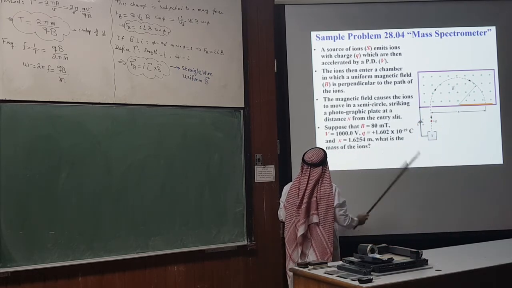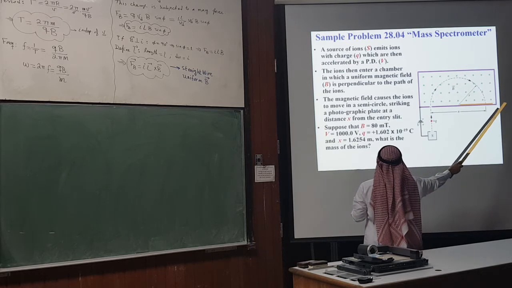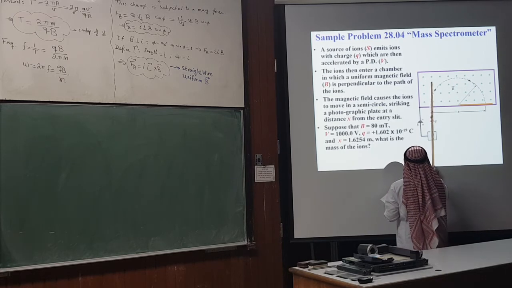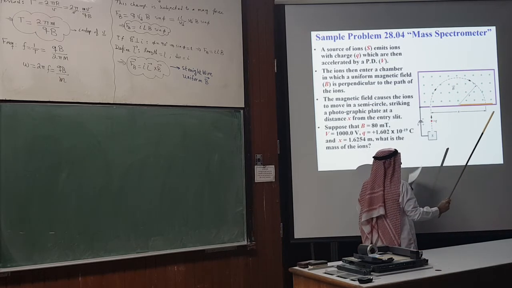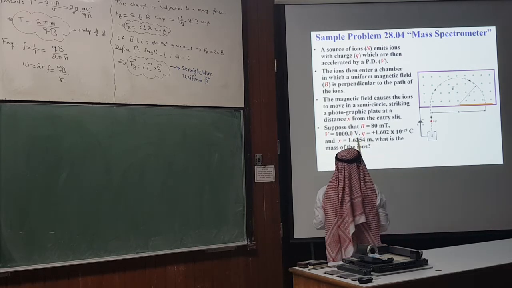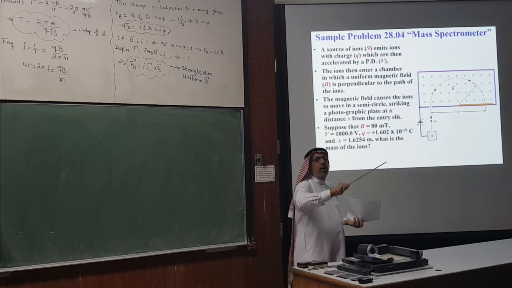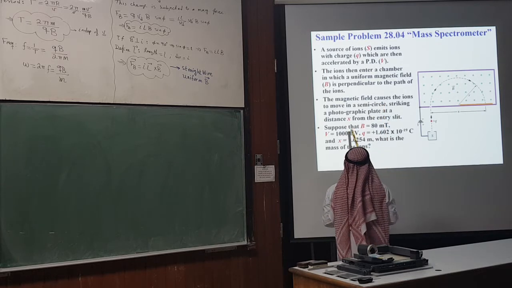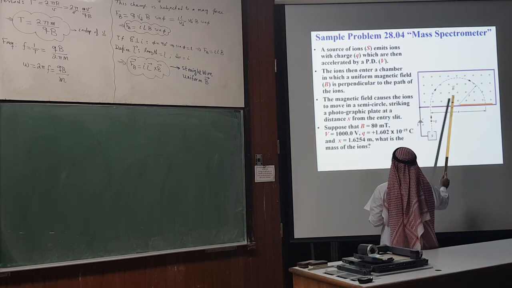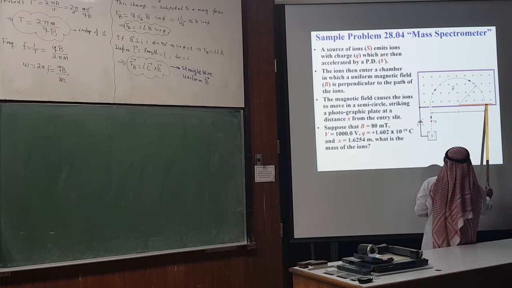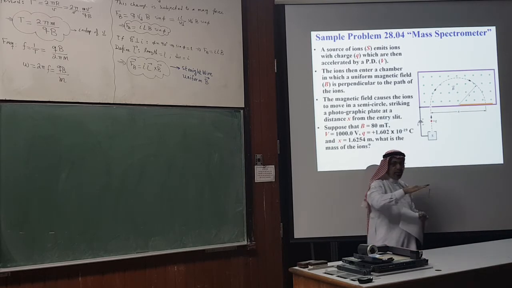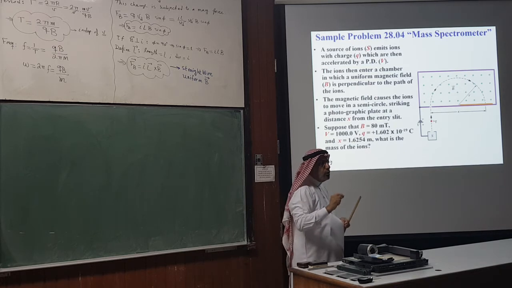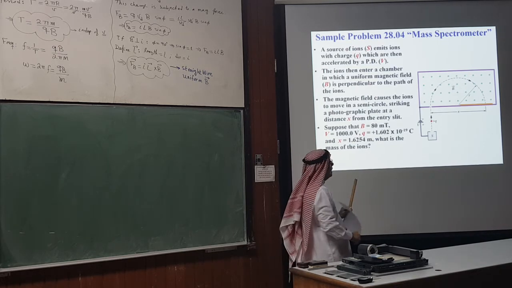So the ions then enter a chamber in which a uniform magnetic field B is perpendicular to the path. The velocity is up, the magnetic field is out of the page. So the two vectors are perpendicular to each other. What will happen, as we studied at the beginning of this lecture, the ion, the charged particle, will follow a circular path. So the magnetic field causes the ions to move in a semicircle, striking the photographic plate. That is this orange slit in here. That's a photographic plate. It's a sensitive material. If it is hit by a charged particle, it will make a spot at that point. So you know where the particle hit the plate.